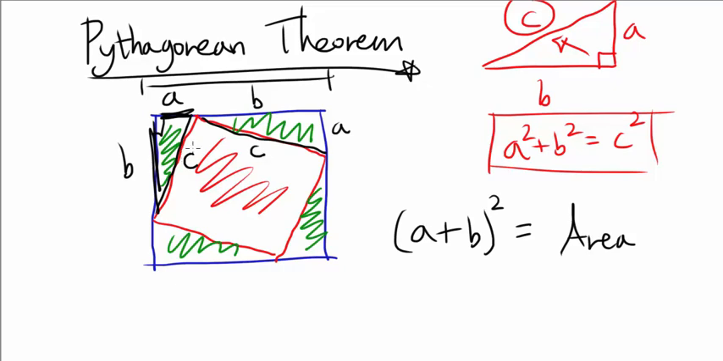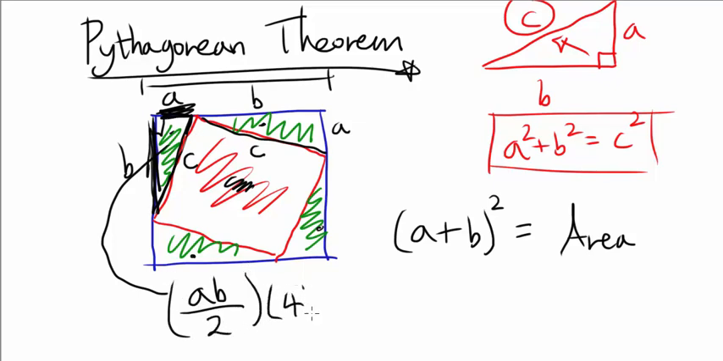Is there another way of finding the area of a square? And I'm going to tell you, yes. You can find the area of one of the triangles, multiply it by 4, so you have the area of 4 triangles, and you can find the area of the inside red square and add them up. So how do you find the area of a triangle? That's base times height divided by 2. So the area of this triangle is equal to a times b divided by 2. And how many triangles do you have? You have 4 of them.